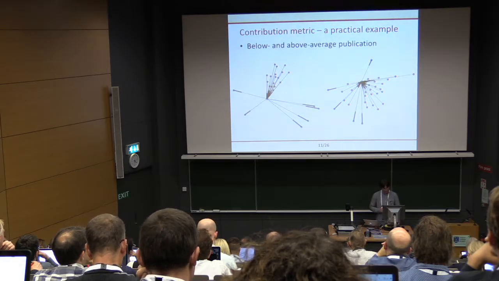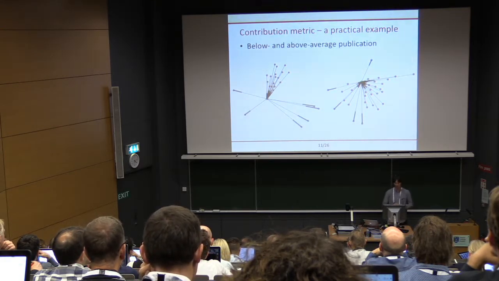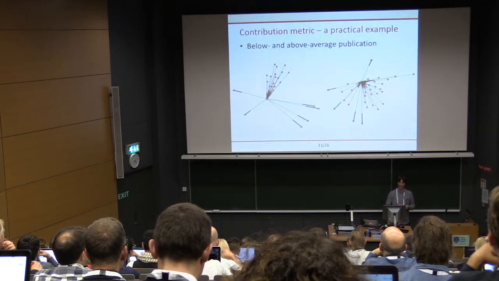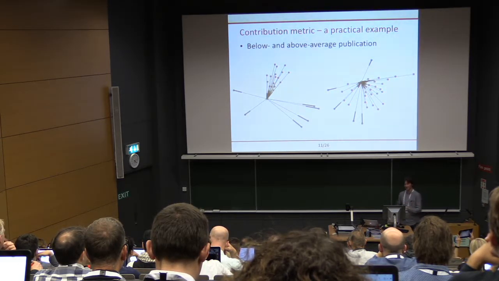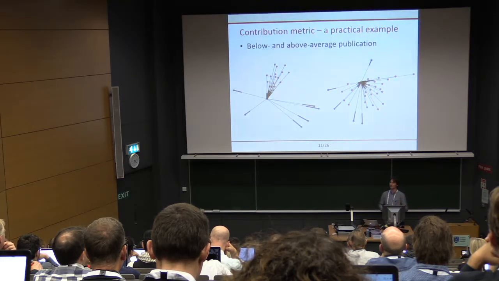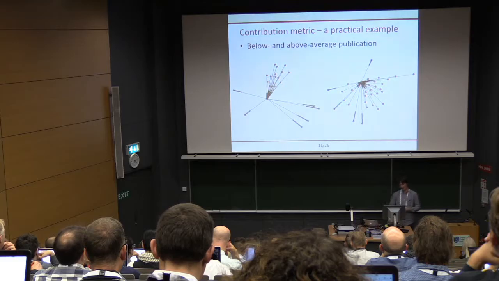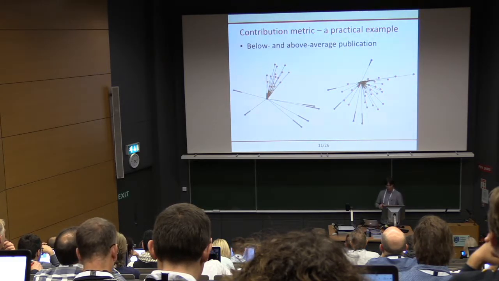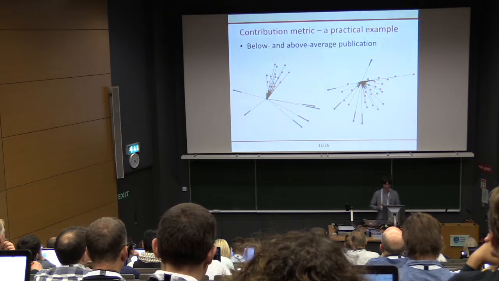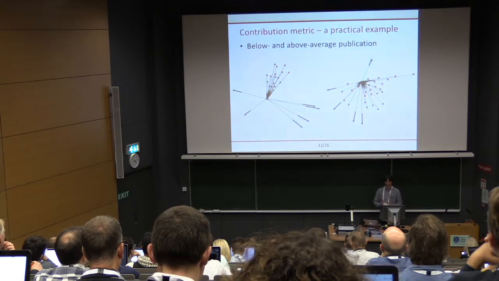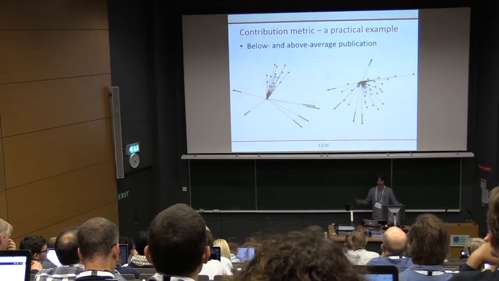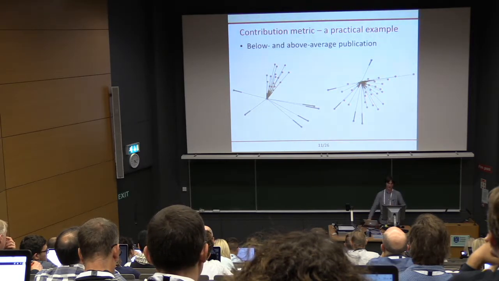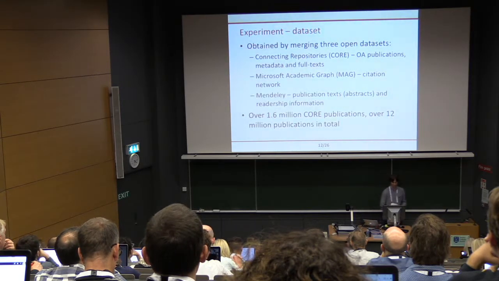So on the left side, you can see a paper which has a low contribution because it takes information from a broad range of areas, but influences only a very, very small community. Whereas the paper on the right side is an example of a paper which uses research from diverse areas and influences a large area. Okay? And this is what we consider good in the sense of the contribution metric.